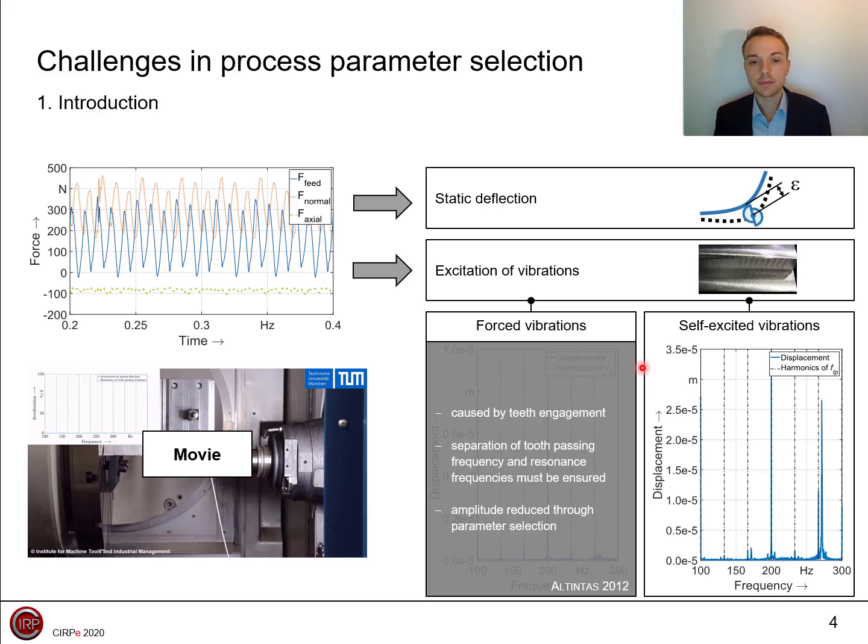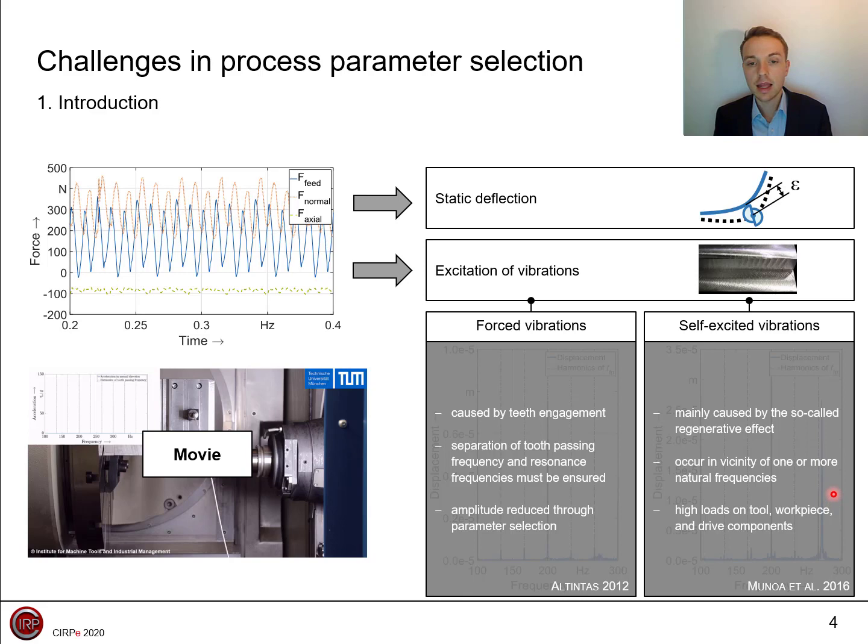In industrial practice, the self-excited vibrations are mainly caused by the so-called regenerative effect. Hereby, the tooth cuts into an already wavy surface, which leads to a chip thickness modulation and thus to so-called chatter vibrations. Therefore, chatter vibrations do not match the harmonics of the tooth passing frequency. Rather, the vibrations usually occur in the vicinity of 1 or more natural frequencies. Self-excited vibrations cause high loads on tool, workpiece and drive components and must therefore be avoided during machining operations.